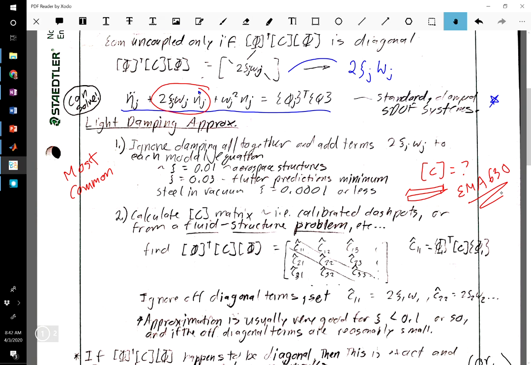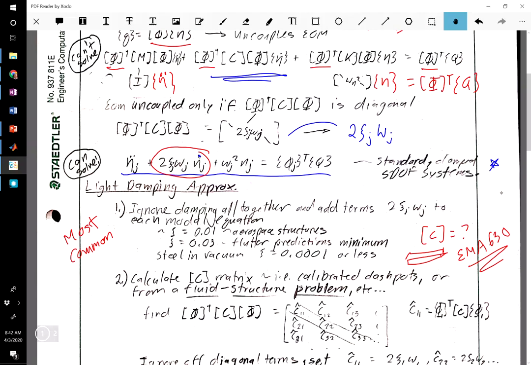But anyway, all structures have damping, and this is the approach I use the most: just to ignore it in this stage, and then when we get down to having the uncoupled equations, we will put it in right there.